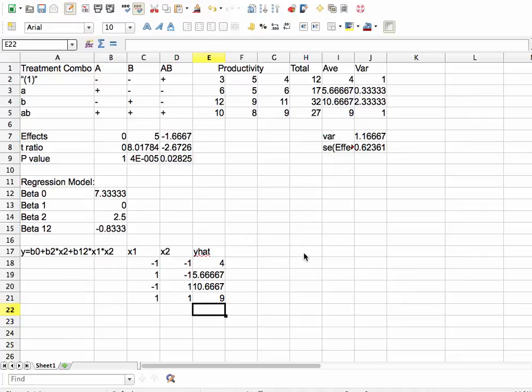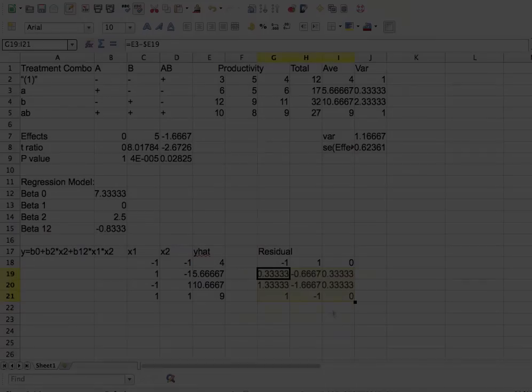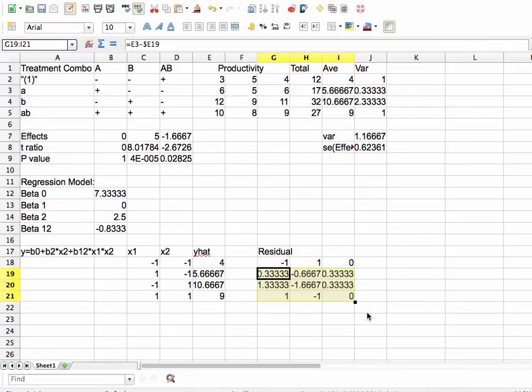We can now compute residuals. The residual for observation 3 would be observation 3 minus y hat for that treatment combination, which in this case would be the low value of A and the low value of B. Our y hat for the low value of A and the low value of B is 4. Computing the residuals. Okay, so this gives us our residuals. The last thing to do is to check to see if our residuals look anything at all like a normal distribution. And we do this by creating a normal probability plot.